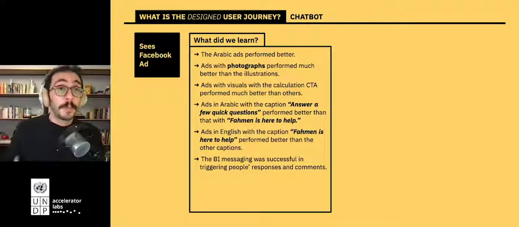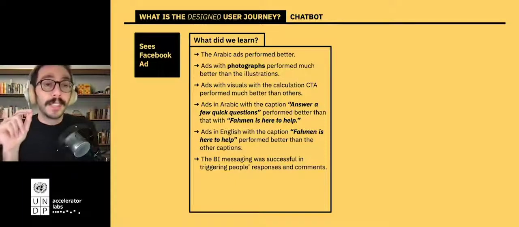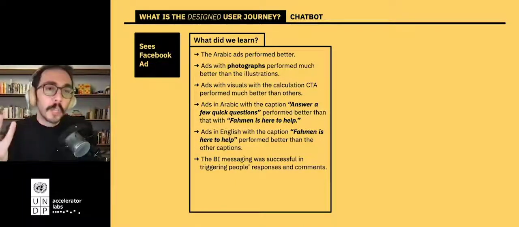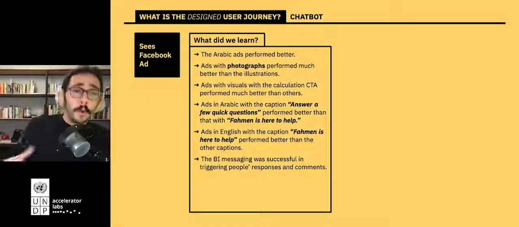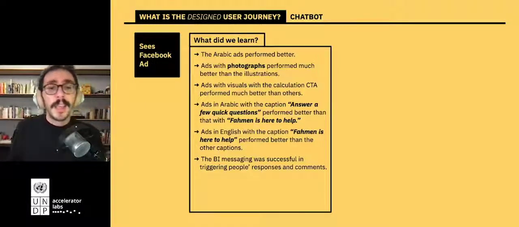Arabic still performs much better. Photographs are doing much better than other visuals. And ads that had visuals with a calculation call to action, that say, talk to Fahman, talk to the chatbot to calculate the number of people that you come in contact with, performed much better than others. And ads in Arabic with the caption, answer a few quick questions, performed better than, Fahman or the chatbot is here to help. And finally, the BI messaging, again here, was successful in triggering people's responses and comments.